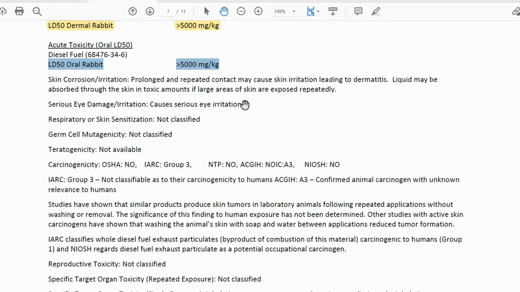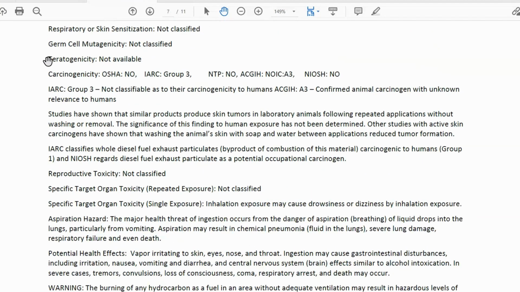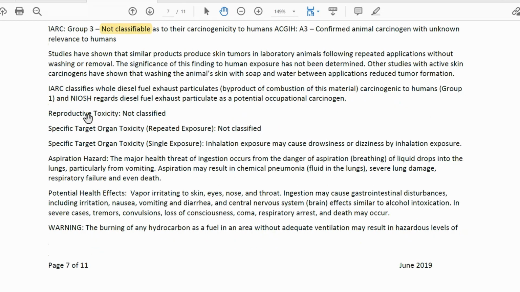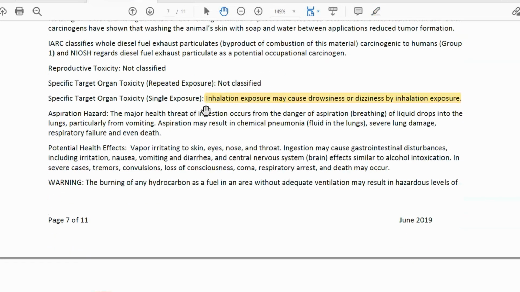Eye: causes serious eye irritation. No sensitization, no classification. Teratogenic, also carcinogenic is IARC group 3. What's group 3 again? Not classified, correct? That means they have not classified it yet. Reproductive effect not classified. Toxic effect not classified. Inhalation exposure may cause drowsiness, dizziness. Aspiration hazard. Aspiration, breathing difficulty, means if you drink it, it causes breathing problems.